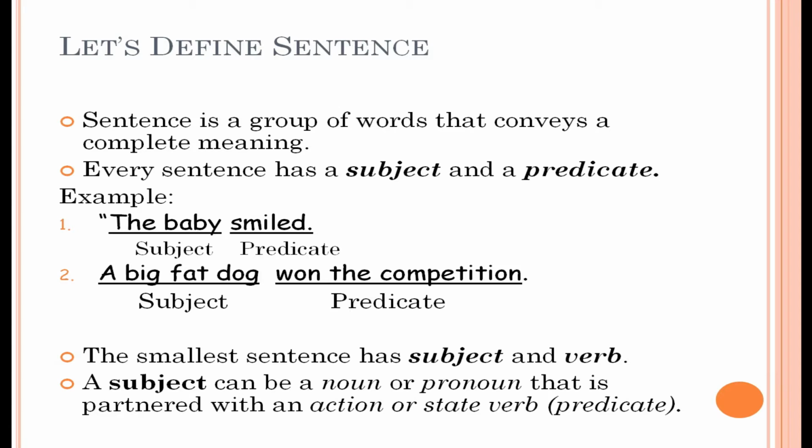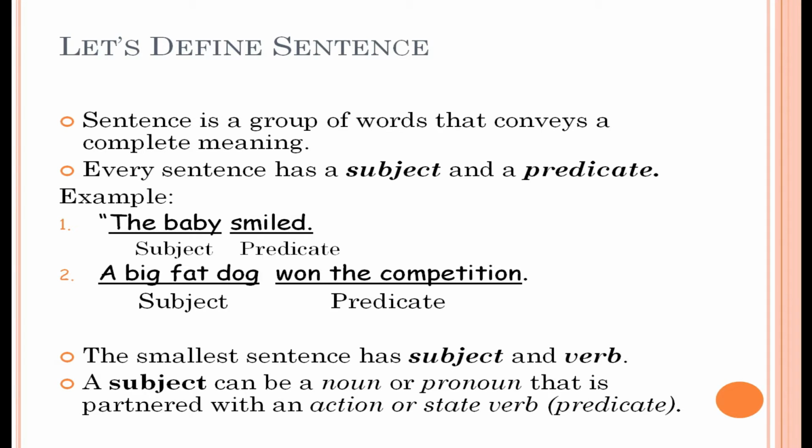Let's say we have a sentence here, and that is: the baby smiled. In this sentence, the baby is the subject and smiled is the predicate. So in this sentence, the baby is performing the action, it's the doer, so we say it's the subject of the sentence. And the rest of the sentence is the predicate.